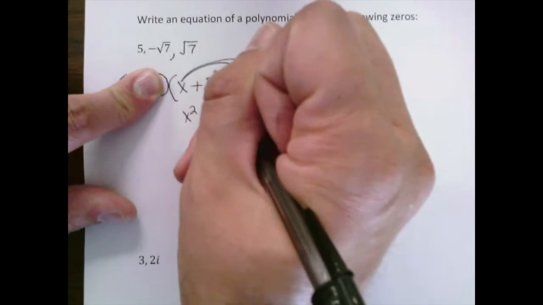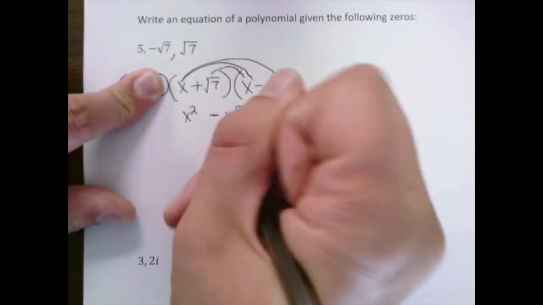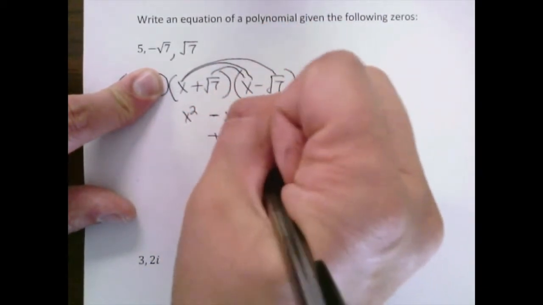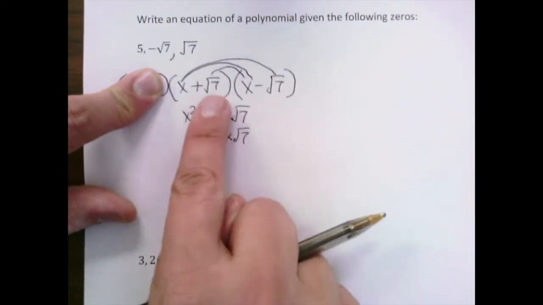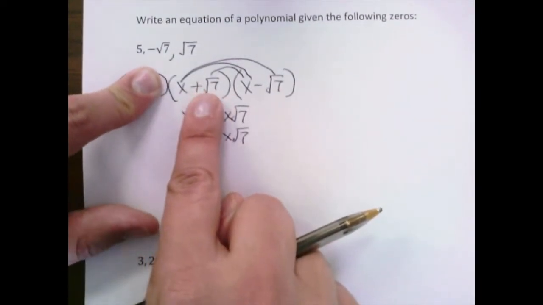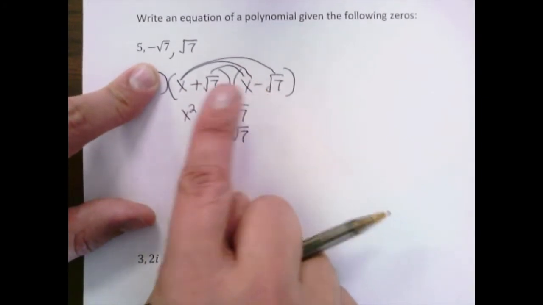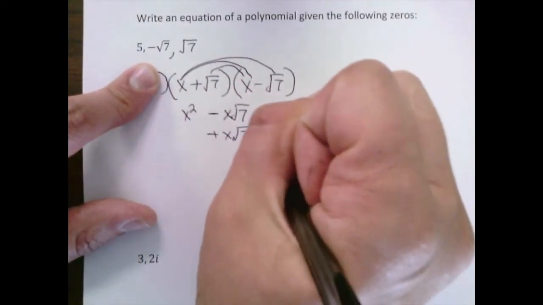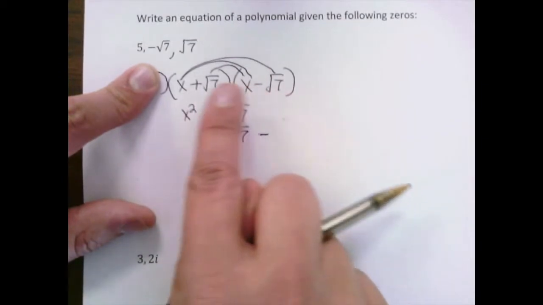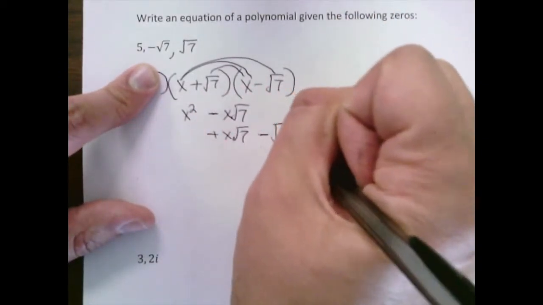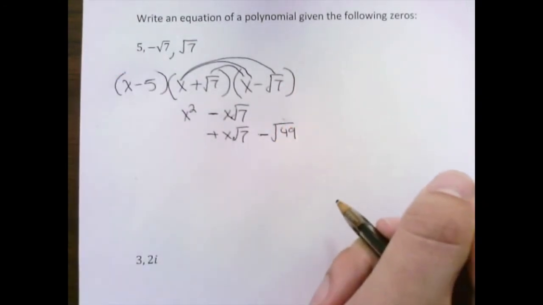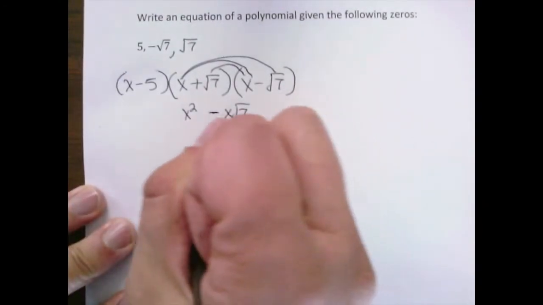Then I'm going to take that positive square root of 7 times x, positive and a positive is positive, x square root of 7. What I'm doing here is lining up like terms. Then I have a positive square root of 7 times a negative square root of 7. So a positive times a negative is a negative. Since these are both square roots, I can multiply the insides here, 7 times 7 being 49, so square root of 49.